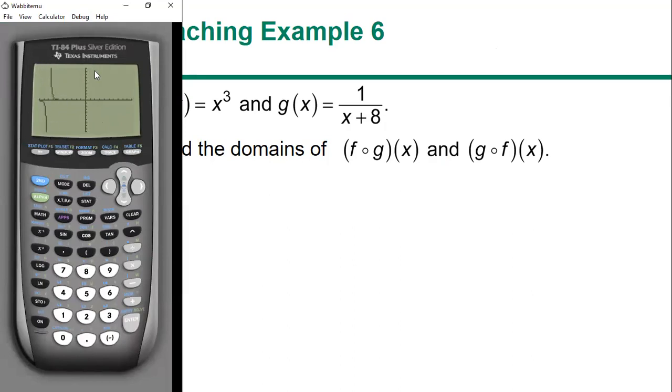It doesn't look like it goes everywhere. It doesn't look like I'm touching 0. And let's look at the table. If you look at the table, there is an error. Where is there an error at? -8. And it looks like it's trying to get closer and closer to 0.